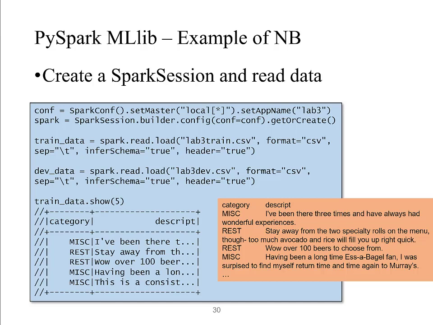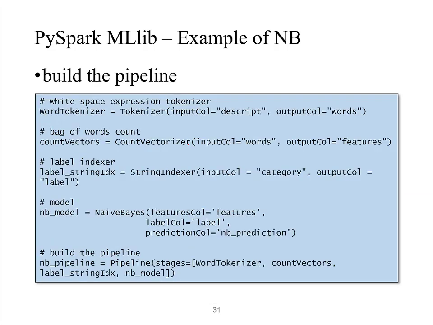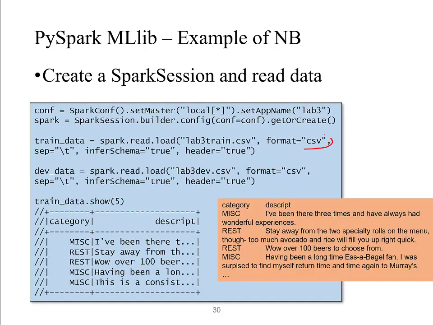On Monday's lecture, we introduced the naive Bayes classifier. We have also introduced a little bit about the PySpark machine learning library. So now let's look at an example of using the machine learning library to implement a naive Bayes classifier. The first step is to create a Spark session and read data. Here we show another way of reading data, another format, which is CSV.